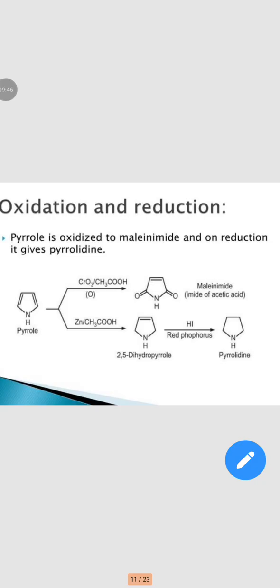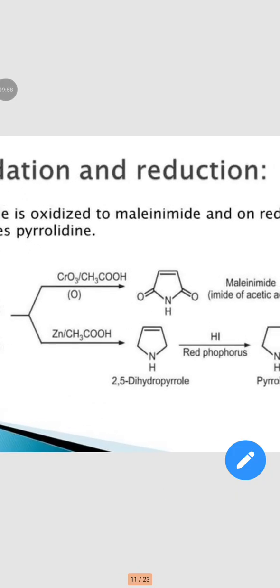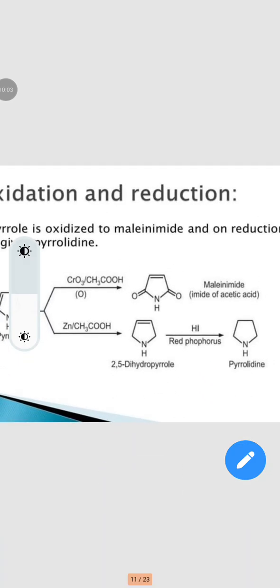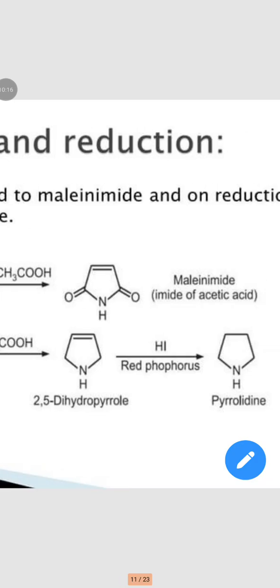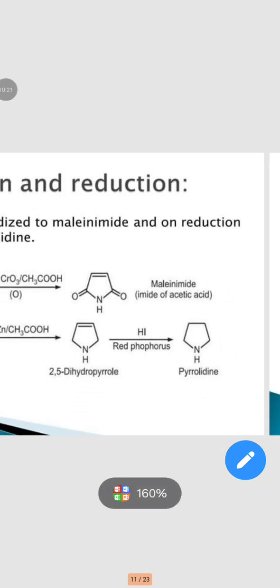Pyrrole is oxidized to maleimide and on reduction it gives pyrrolidine. First of all, pyrrole is oxidized with chromium oxide or acetic acid, CH3COOH, to form the product maleimide. It is an imide of acetic acid. The imide of acetic acid is known as maleimide.